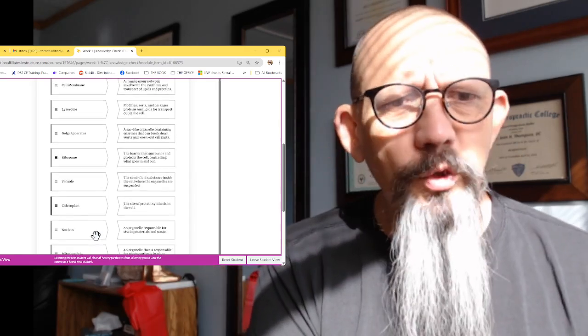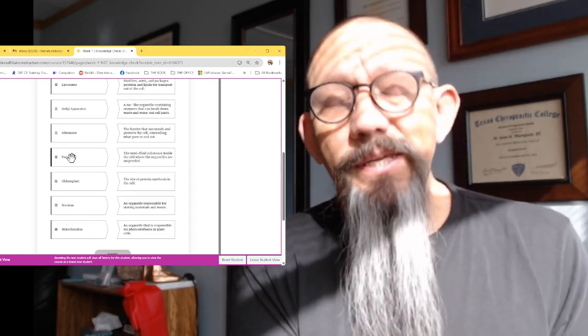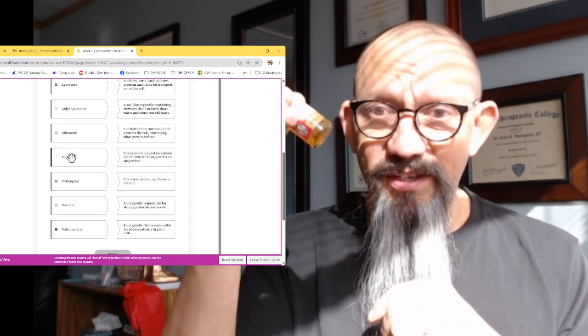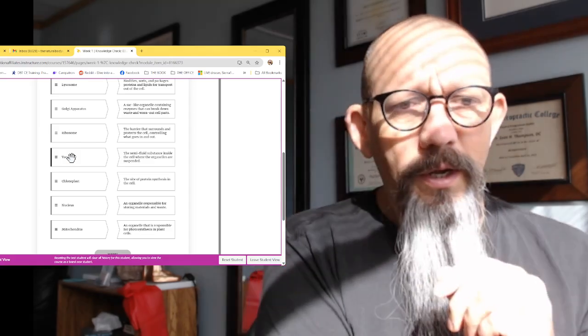Okay. Vacuole just means an open space. That's what that really means. It may have anything in it. It could have this in it. This actually could be a vacuole.